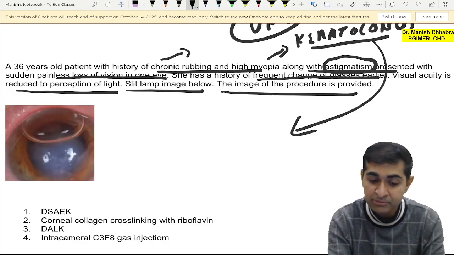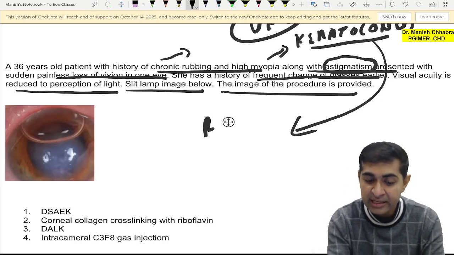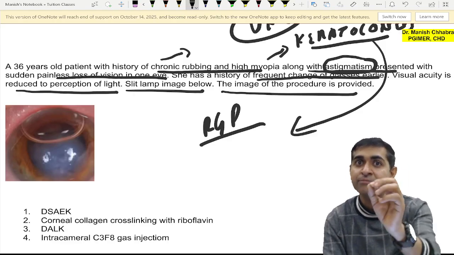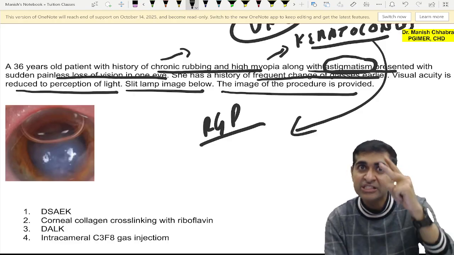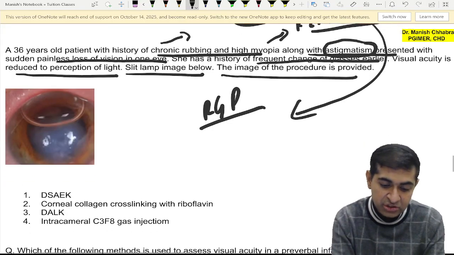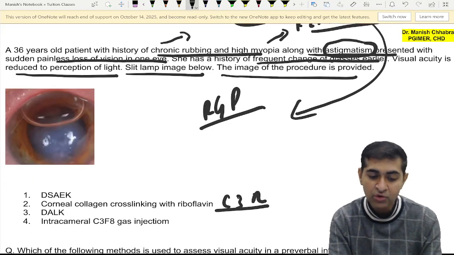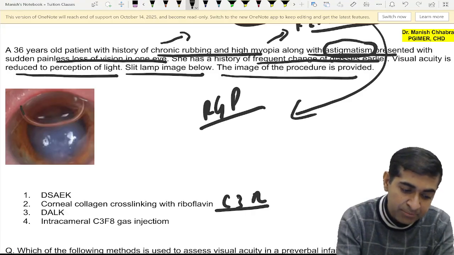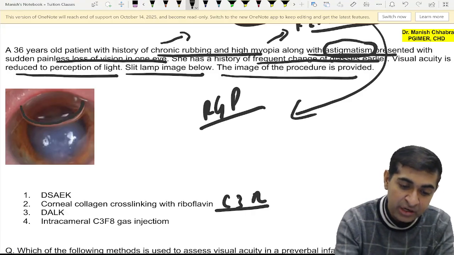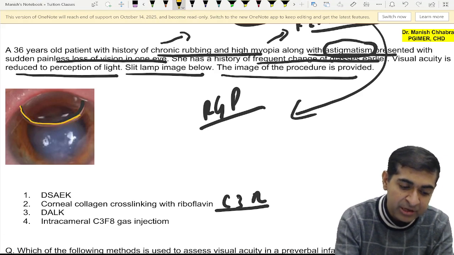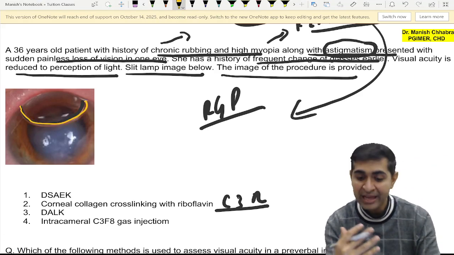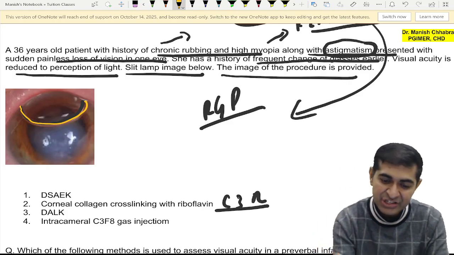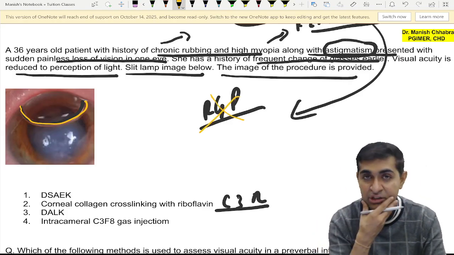So one treatment modality is rigid gas permeable contact lenses, in which cellulose acetate butyrate material is used, your PYQ. Second, most commonly used is C3R, which is corneal collagen cross-linking with riboflavin. So you can see an air bubble in the anterior chamber. Do you see an air bubble in rigid gas permeable contact lenses? No, not at all. That is also not in the option.